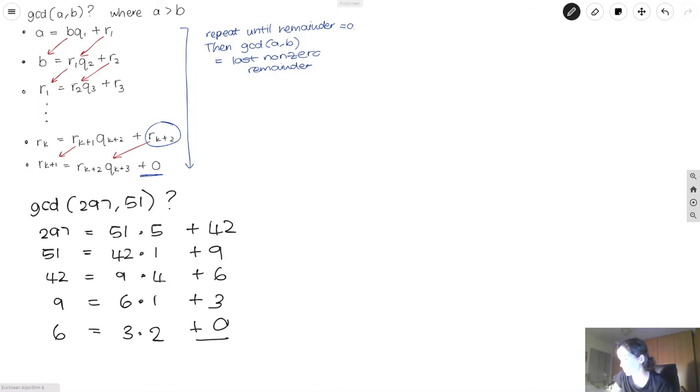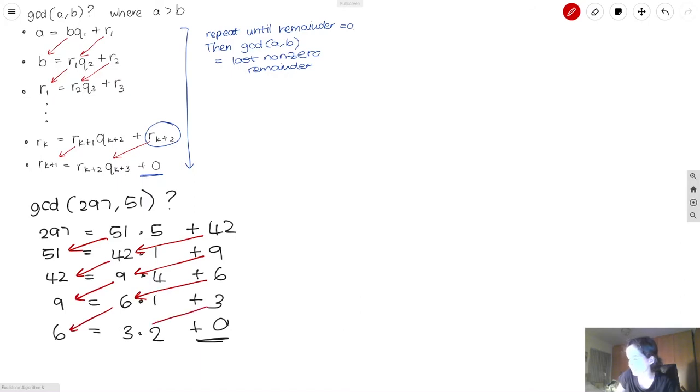So we have reached 0, and what we did in every step is we took this value over and repeated this step until we reach 0. So now that we've reached 0, this means that the GCD of 297 and 151 will be equal to 3.